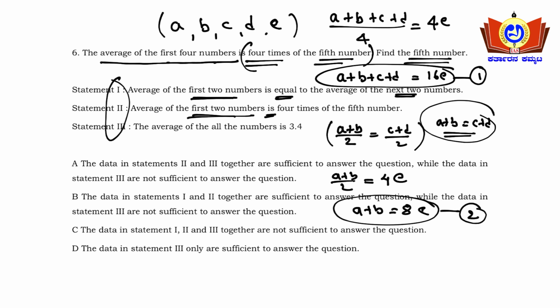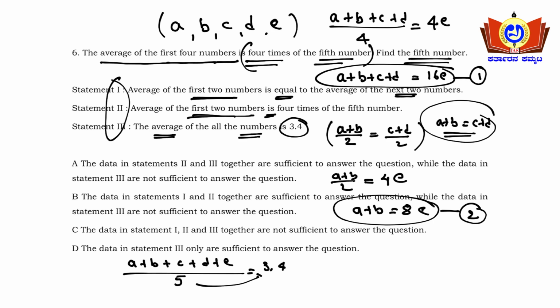Statement 3: the average of all the numbers is 3.4. Average of all the numbers means (A plus B plus C plus D plus E) divided by 5, since 5 numbers are there, will be equal to 3.4. When you cross multiply 3.4 into 5, that will be 17. That is nothing but A plus B plus C plus D plus E equals 17 here. So we need to find out the fifth number here.